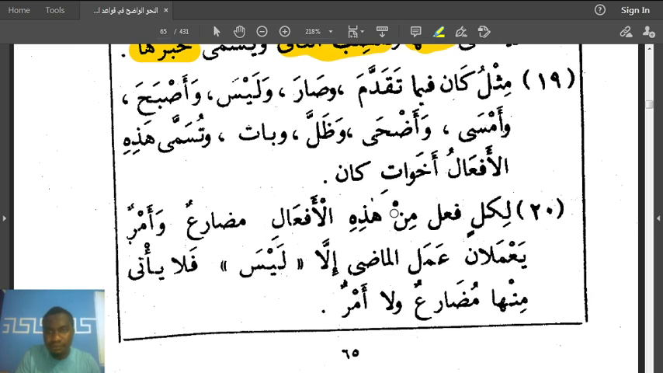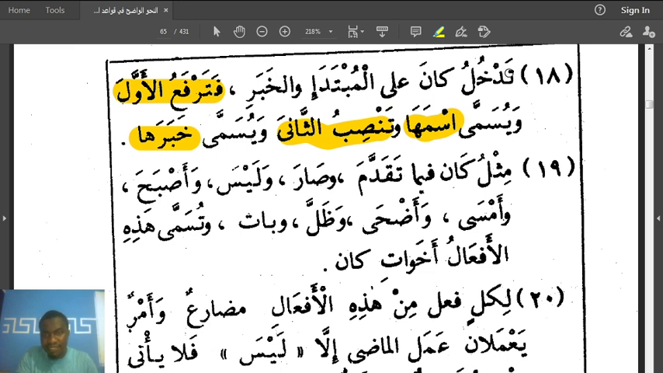And then we have مثل كان فيما تقدم. Just like كان in this explanation that is given to كان here, is صار, ليس, أصبح, أمسى, أضحى, ظل, بات. So they all do this function of ترفع الأول ويسمى اسمها. They all do the same thing. وتسمى هذه الأفعال, and these verbs are called أخوات كان, the sisters of كان.